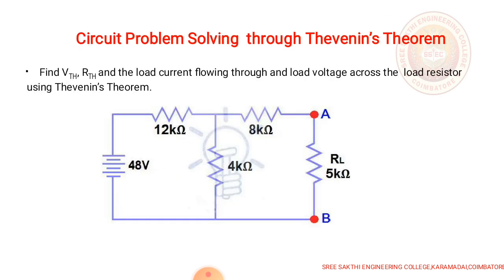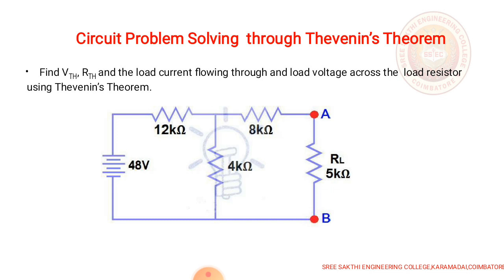Using these procedures, we will see one example to solve the problem using Thevenin's theorem. Find VTH, RTH and the load current and load voltage across the load resistor using Thevenin's theorem. Here the circuit is given where the source voltage is 48 volts and the load resistance is 5 kilo ohms. Then there are three resistors, 12K, 8K and 4 kilo ohms, connected in between the circuits.